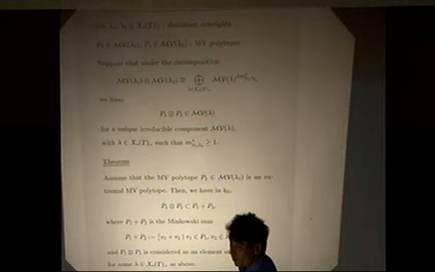Then we have a corollary of this theorem. We of course obtain the following. Assume that the MV polytope P2 is an extremal MV polytope. Then we have in HR P is contained in P1 plus P2, where P1 plus P2 is a Minkowski sum defined by this. And P is such that iota lambda 1, lambda 2 P is equal to P1 times P2. And we use this corollary later.